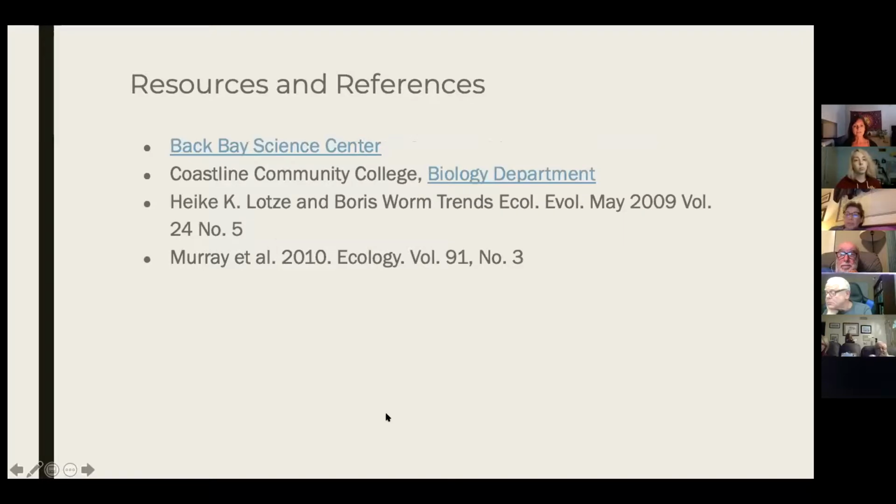Here's some references. Back Bay Science Center has a website that shows their resources and the activities that they participate in. We finally have a website for our biology department that can give you more information on some of these opportunities available to students. And there's a couple of citations that I included there as well for the data.